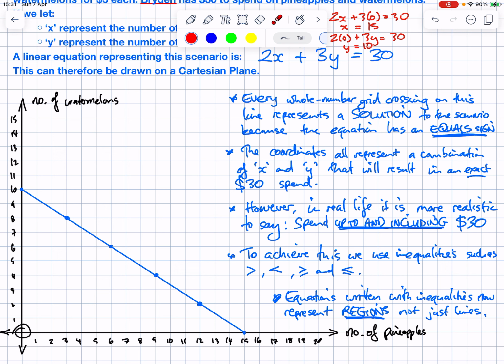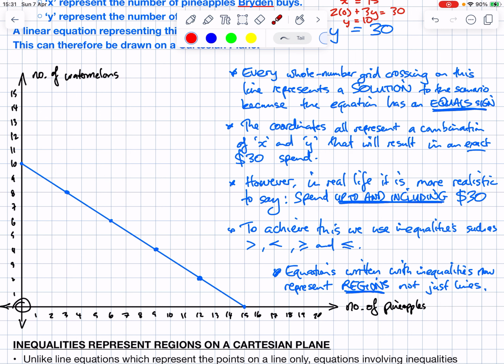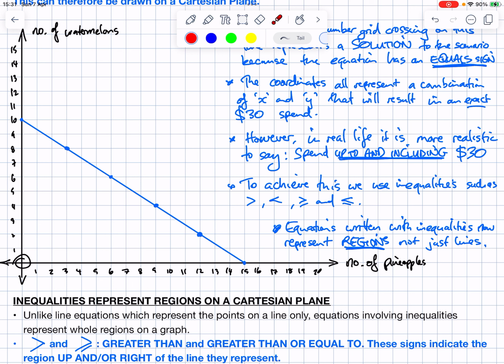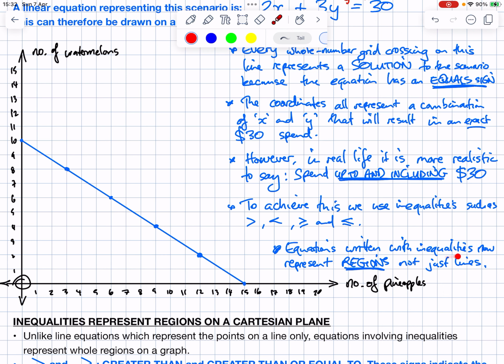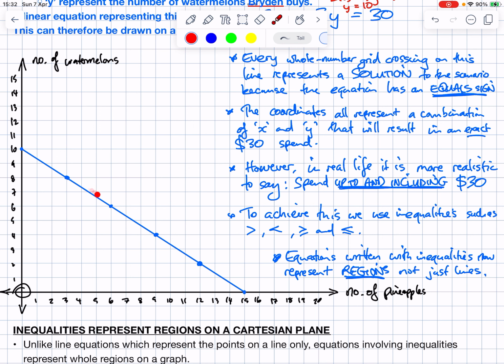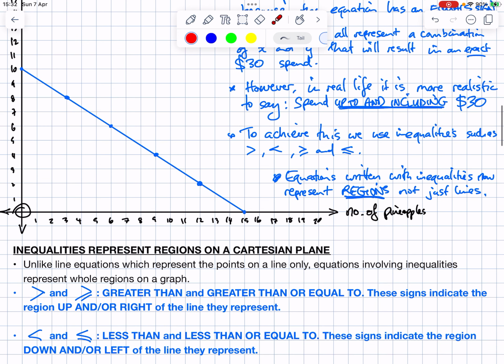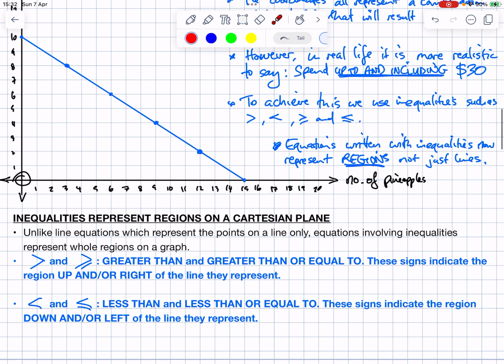However, in real life, it's more realistic to say that you could spend up to and including $30. So to achieve this, we use inequalities such as greater than, less than, greater than or equal to, and less than or equal to. If I write equations with inequalities, now it represents a region, not just the line and the points on it. When we use these, we're going to be talking about whole spaces below or above the line. Okay? So inequalities represent regions in a Cartesian plane.